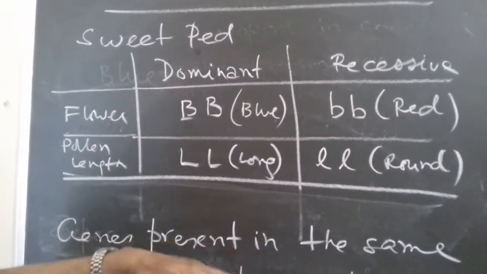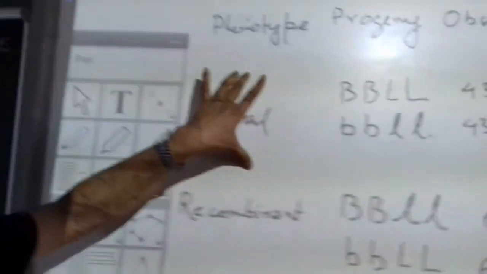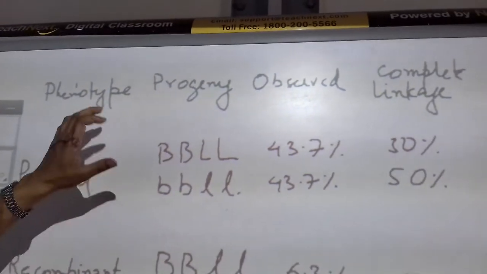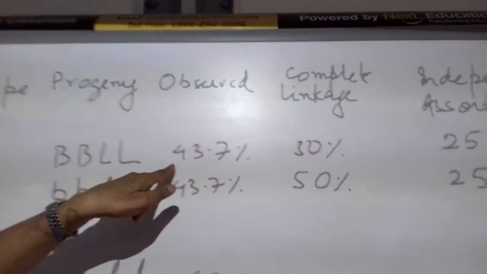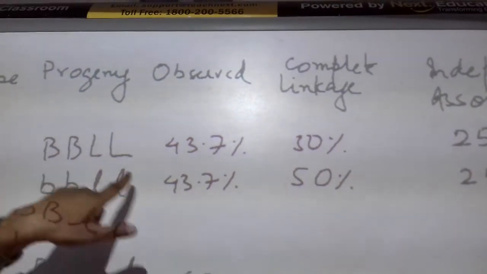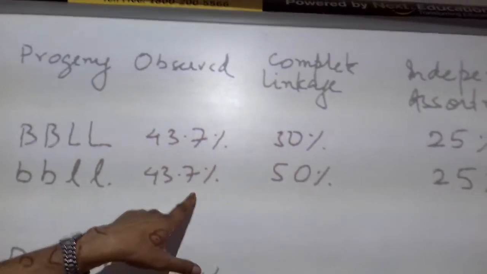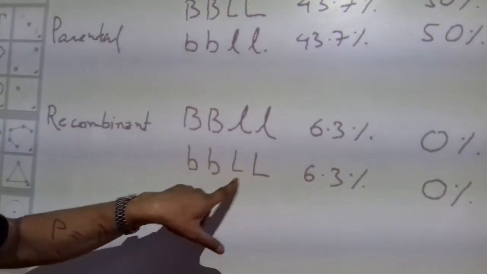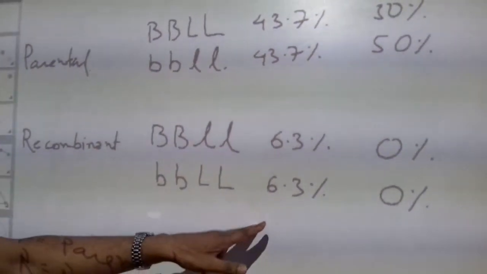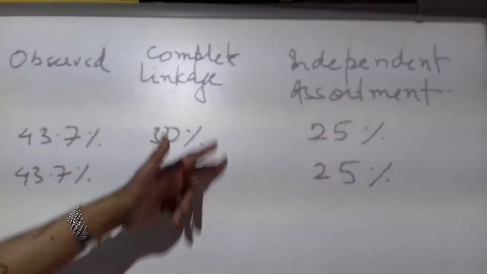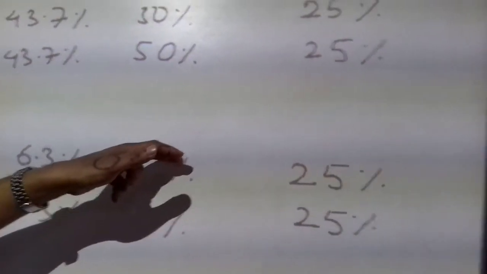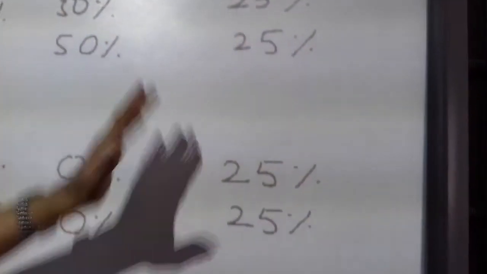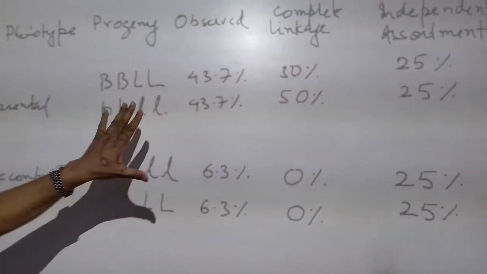Now when we make this cross, you can see here the parental is pure dominant and pure recessive. Then in the observed characters we see 43.7% getting the parental characters, 43.7 and 43.7. In the recombinants, that means those combining these two characters, it is 6.3 and 6.3. So this is the observed result. If complete linkage would have occurred, this will be 50% and the recombinants will be 0. If Mendel's law had been followed with independent assortment, all will be 25%. These are showing the test cross in the F1 generation.